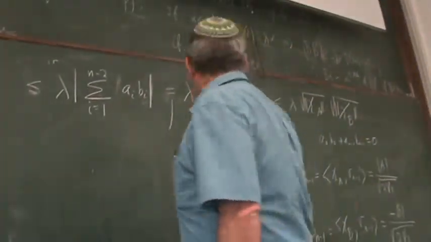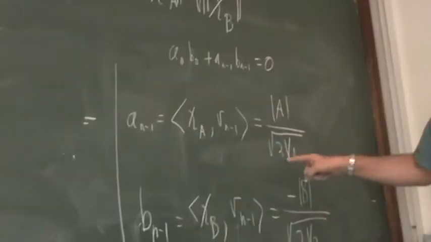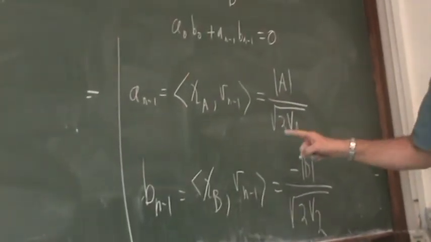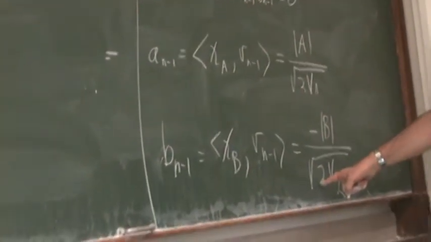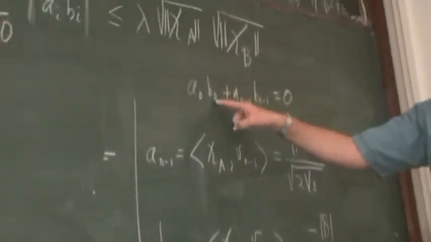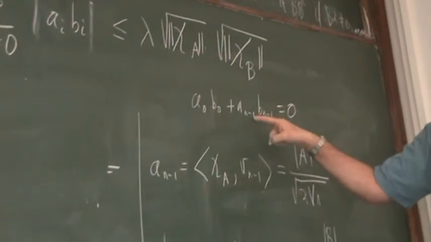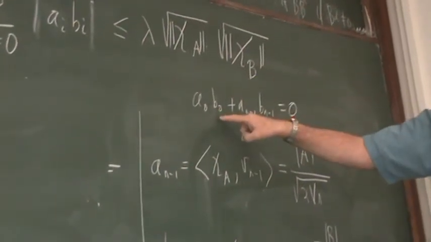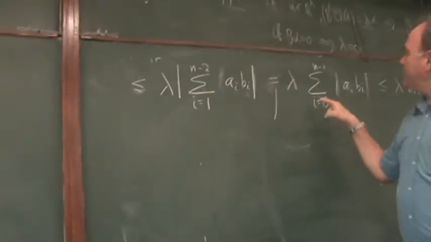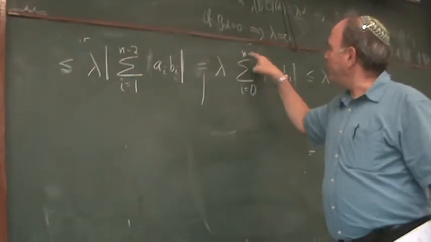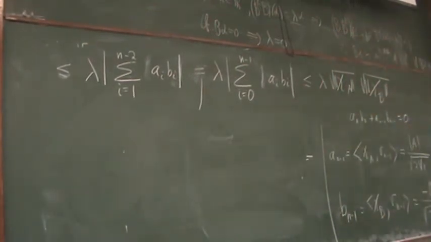Since, you remember we computed, I erased it, A_{n-1} was exactly the same as A_0. On the other hand, B_{n-1} was minus B_0. So A_0 B_0 plus A_{n-1} B_{n-1} is equal to 0, because this is equal to this and this is the minus of this. So when I write here from 1 up to n minus 2, it's the same as writing it from 1 up to n minus 1.